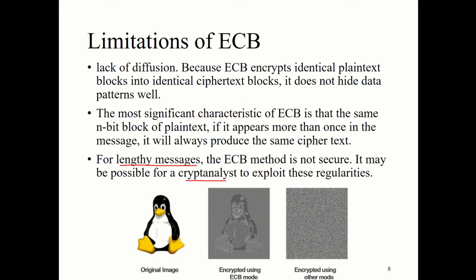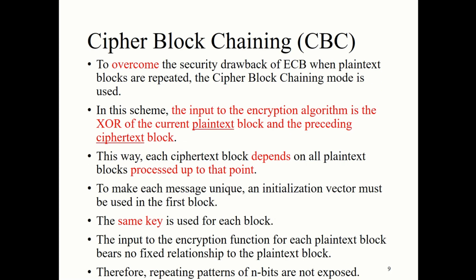Now this is the encryption using ECB. You can still see the image, but if you encrypt using other modes, the picture will be hidden. So you can see the difference, that ECB is not really secure. So this is the first mode of operation. The second mode of operation came to fix the problem and limitations in ECB.